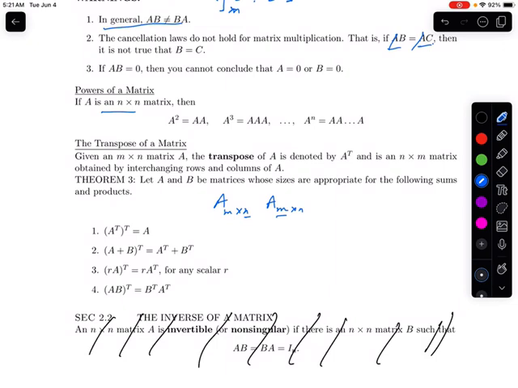A and B matrices. So if we have A and B matrices whose sizes are appropriate for the following sums and products, then A transpose transpose is equal to A. I believe we discussed what is A transpose. A transpose is basically the matrix that you obtain by swapping the rows and the columns. So this becomes a_ji. So the rows become the columns and the columns become the rows.